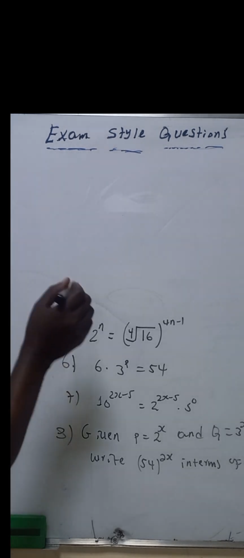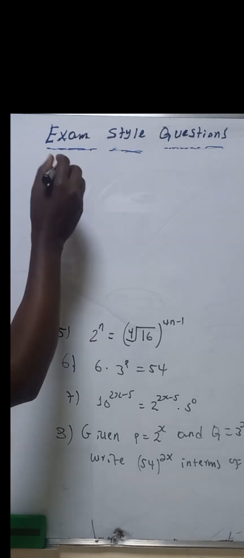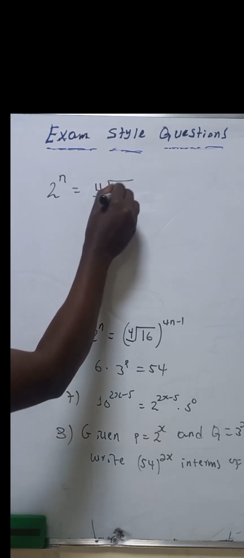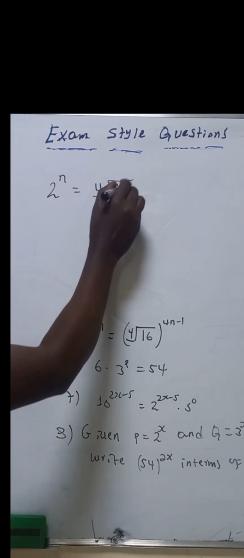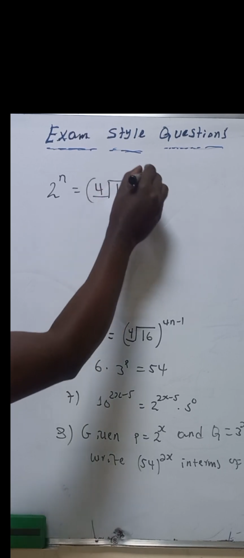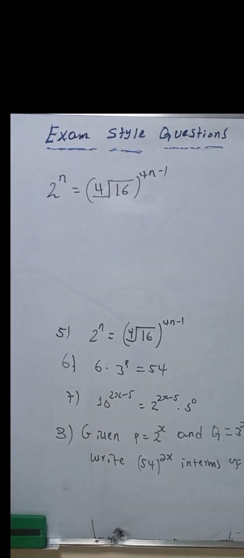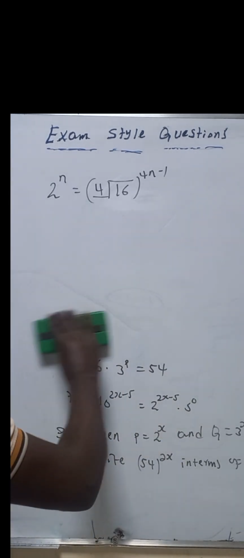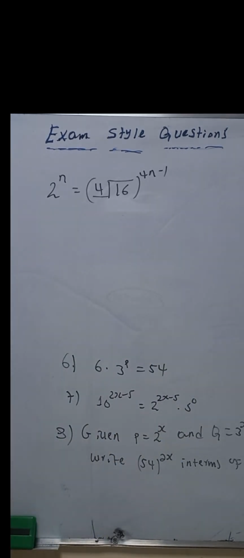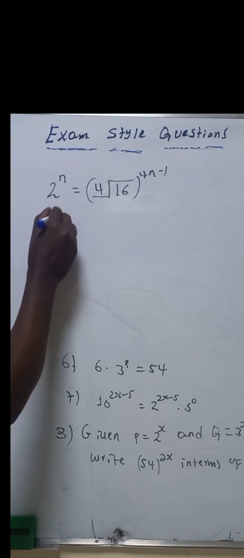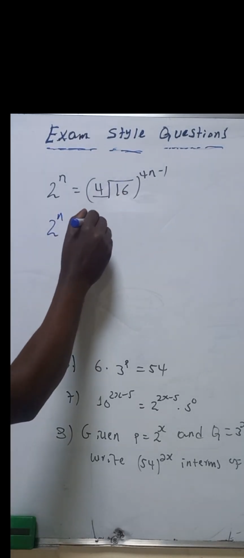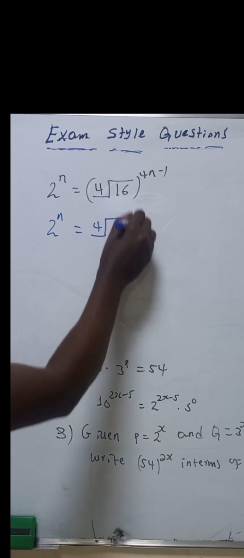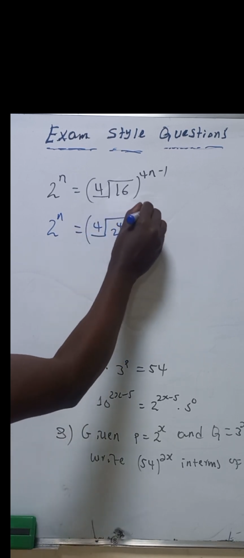Let's see question number 5. Question number 5: 2 to the power of n is equal to the fourth root of 16 to the power of 4n minus 1. Is that? This is the equation. So to solve this equation, let me explain how we do it. This means 2 to the power of n is equal to, what does 16 mean? The fourth root of 2 to the power of 4, the whole to the power of 4n minus 1.